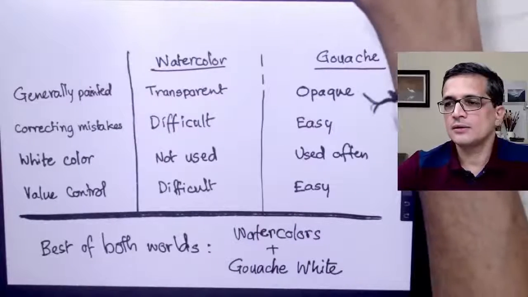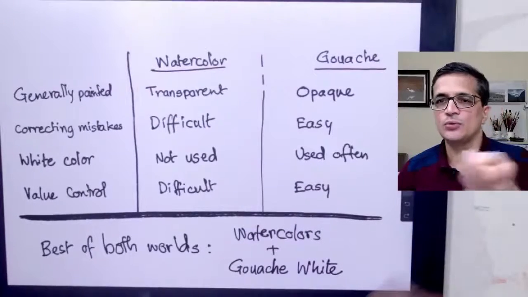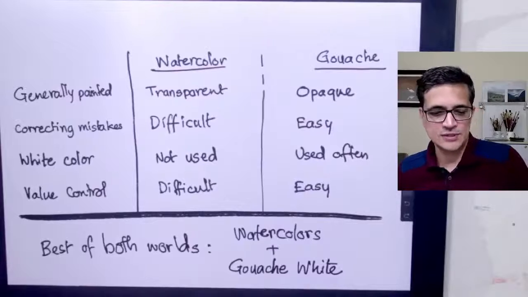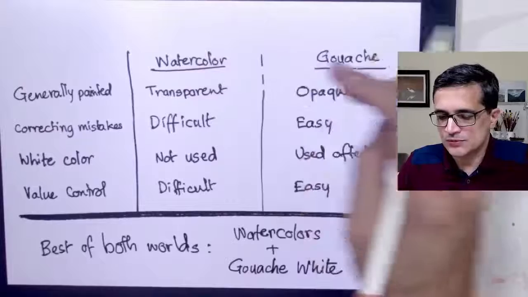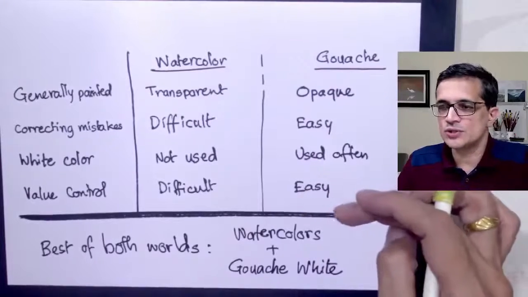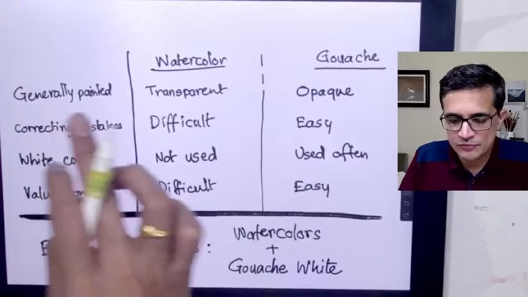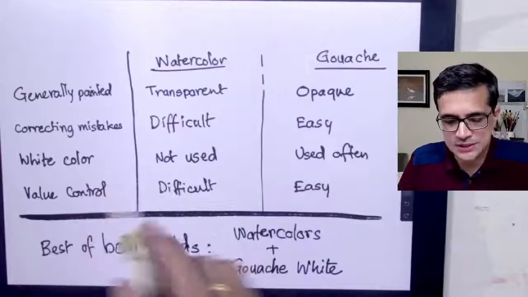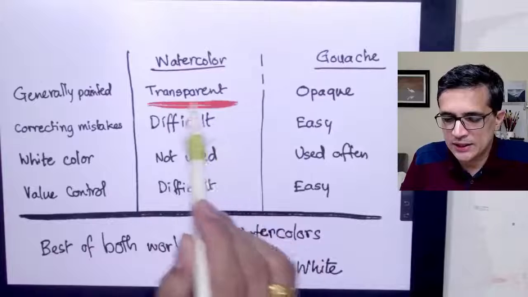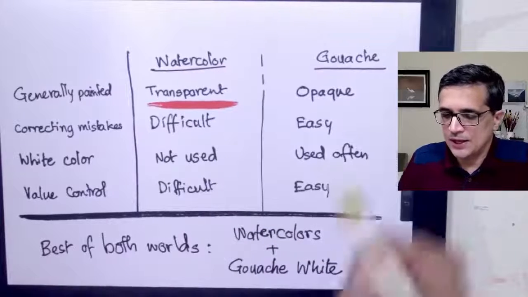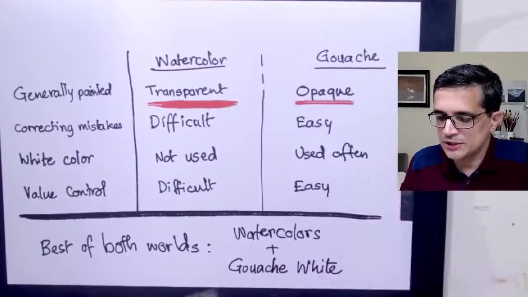So let's switch the camera so that you can see my desk and I can explain to you what the differences are between gouache and watercolor. I have two columns here, one is watercolor and here is gouache, and I have marked a few points which I'll be discussing. Generally watercolors are painted in a transparent fashion and gouache is painted generally in an opaque manner.